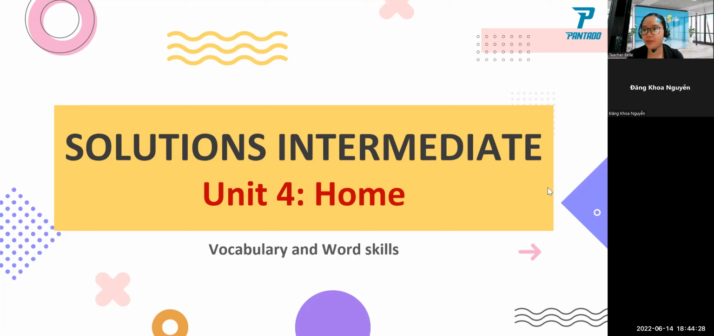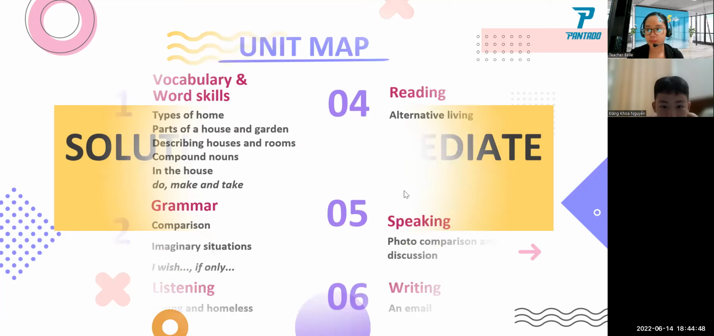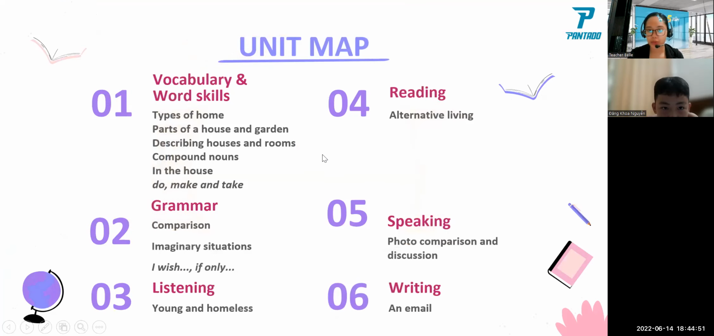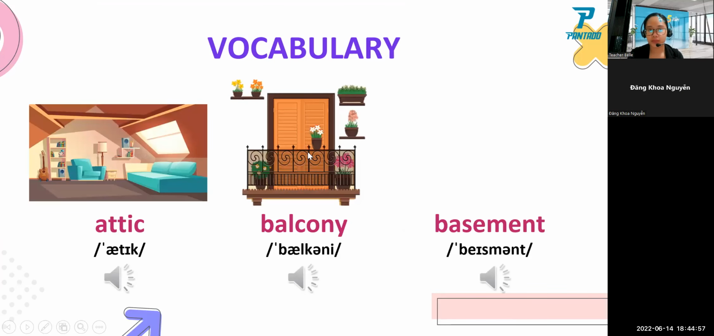Oh, can you please unmute now? Can you see the lesson now, Koa? Yes, I can. Okay, can you see me well? Yes, I can. Oh, where are you now? Can you please sit down properly? I want to see your mouth. We're done with this, right?